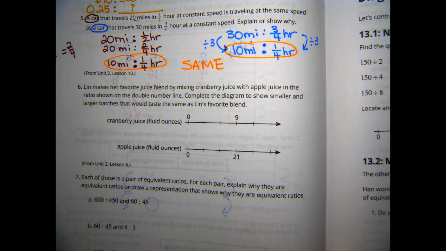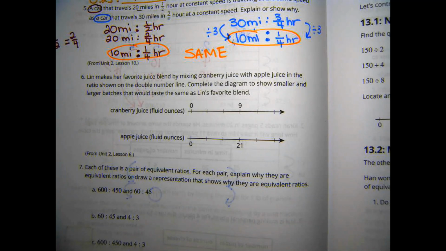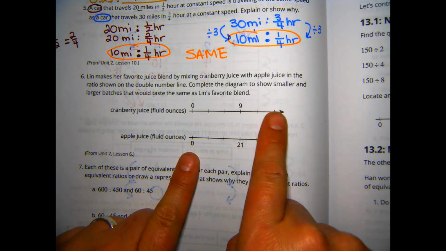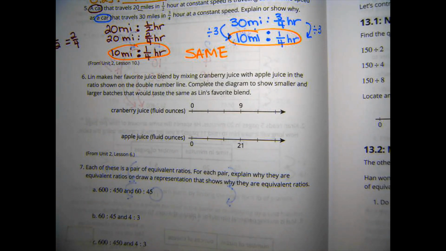Number 6. Lynn makes her favorite juice blend by mixing cranberry juice with apple juice in the ratio shown on the double number line. Complete the diagram to show smaller and larger batches that would taste the same blend. So basically here you're just filling in the empty spots on the tick marks. So go ahead and do that by yourself. All right, last but not least.